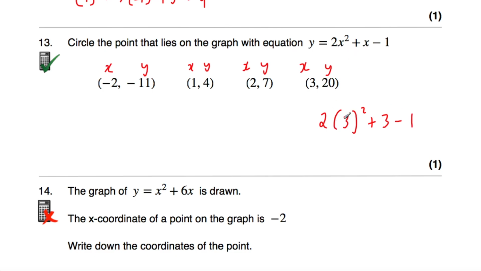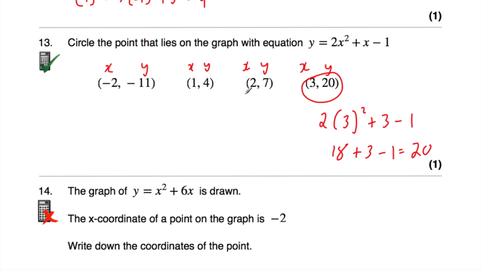Remember our order of operations, we've got a square before we multiply. So 3 squared is equal to 9, times 2 is 18, plus 3 is 21, take away 1 is equal to 20. So we've actually got the right answer there straight away. I just happened to start with this one because the x value was positive, so it was a little bit easier. We got the answer of 20, so that point does lie on that graph.